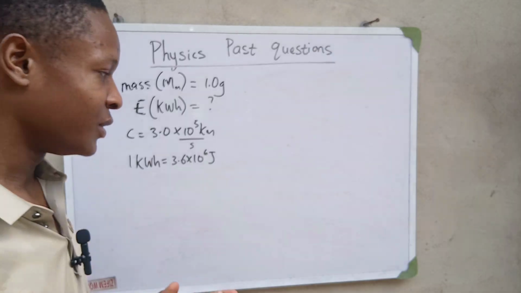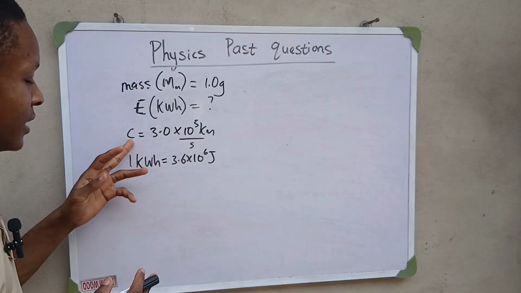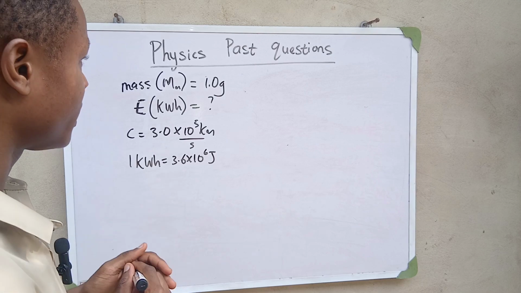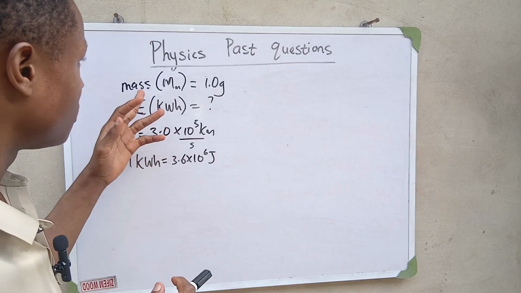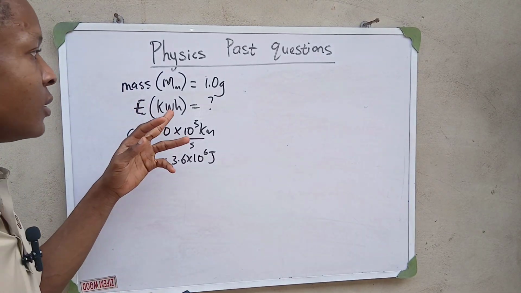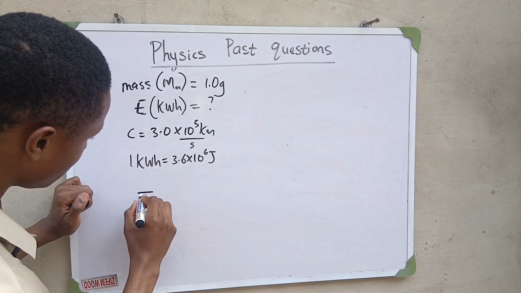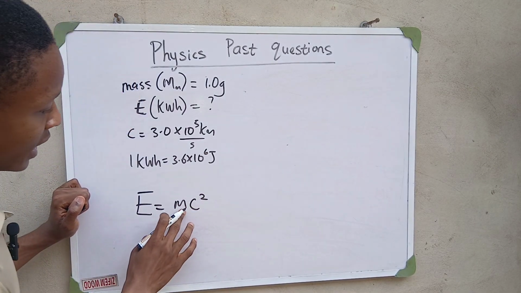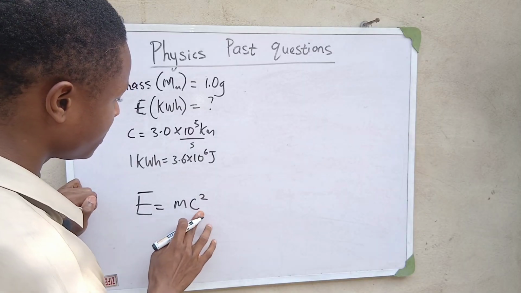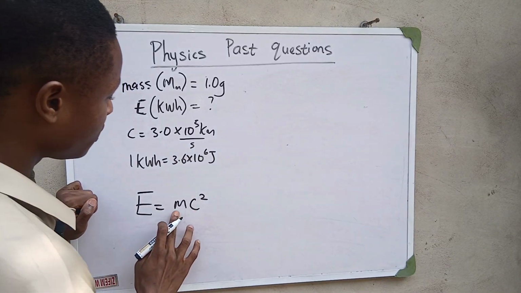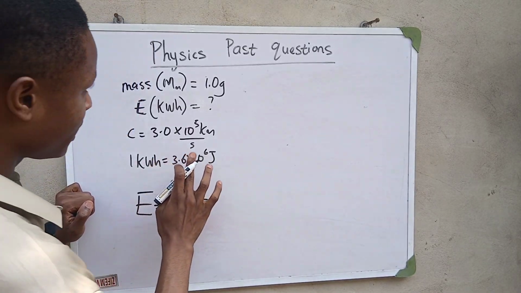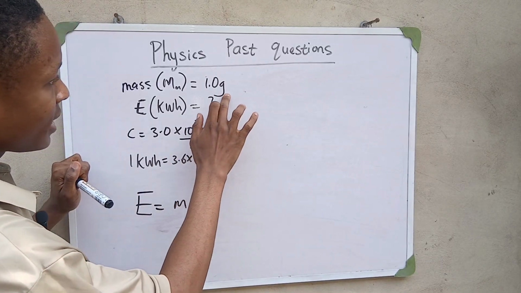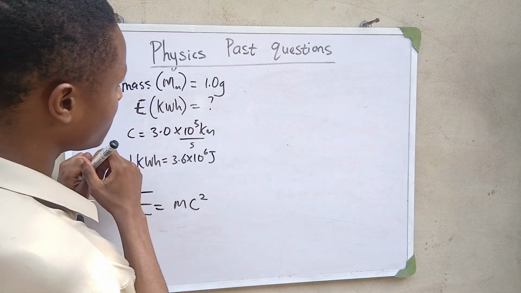Now what are we going to do here? This c means speed of light. Take note of this. c means speed of light. So for us to convert mass to energy, we are going to use E equals mc squared. m means mass and c means speed of light. So we have the mass given and they are giving us the speed of light, but we are not meant to use our mass in grams. We are meant to convert it to kilograms.